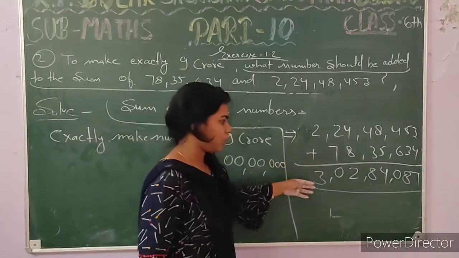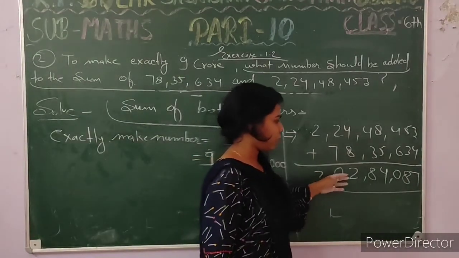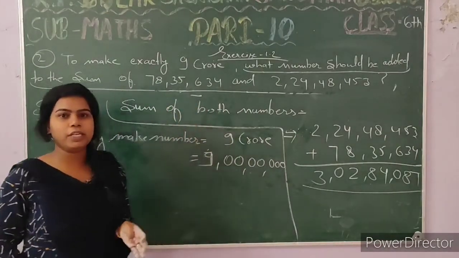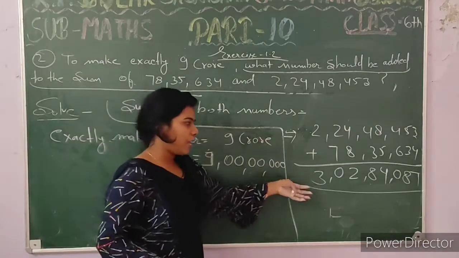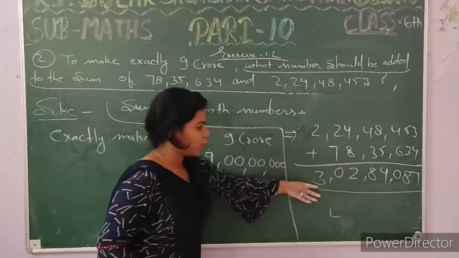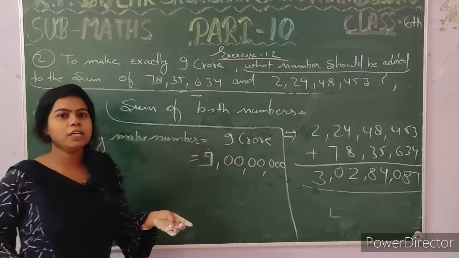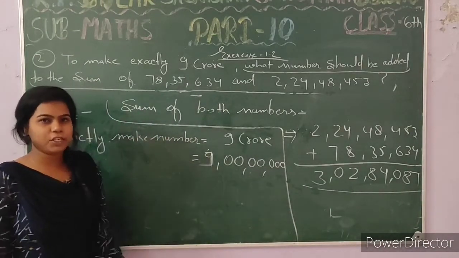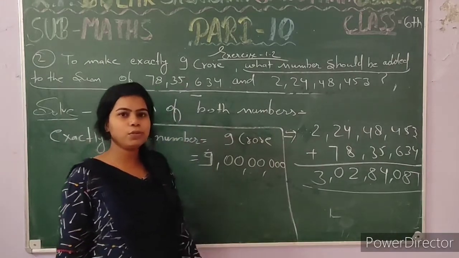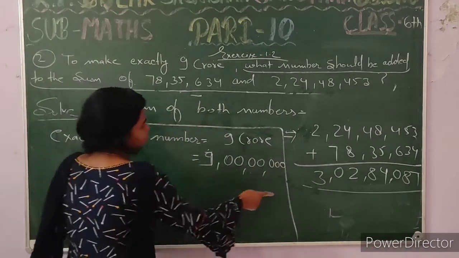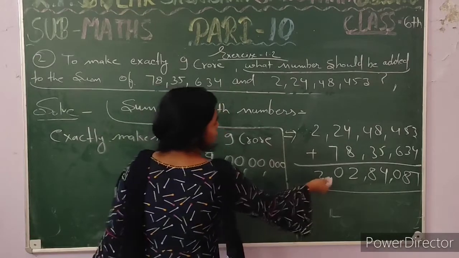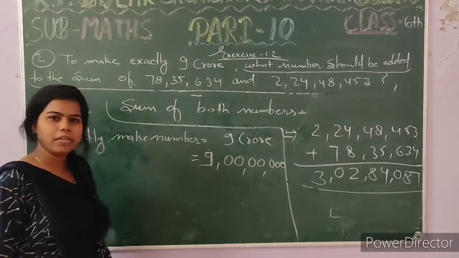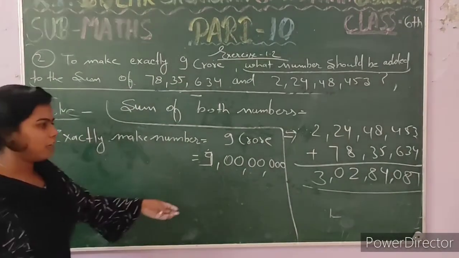The sum of both numbers is 3 crore 2 lakh 84,087. To make this number 9 crore, how do we do it? Do we do subtraction or addition? Here we do subtraction. We subtract 3 crore 2 lakh 84,087 from 9 crore, and then we get the answer.